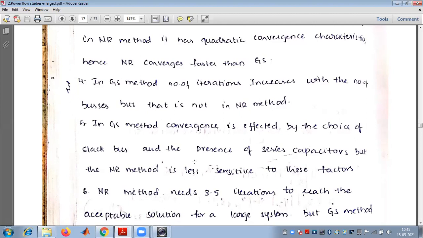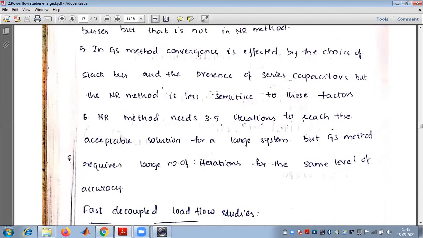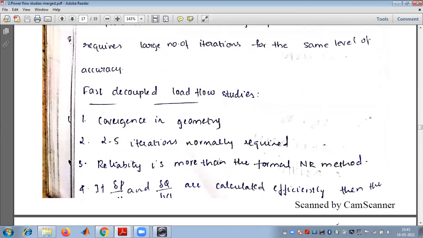Now the sixth one, the last one, is the NR method needs 3 to 5 iterations to reach an acceptable solution for a large system, but the GS method requires a large number of iterations for the same level of accuracy. As we are talking about accuracy, the Newton-Raphson method may take 3 to 5 iterations, but as far as the Gauss-Seidel method is considered, you require 20 to 25 iterations for computing that particular solution. Now, these are the important 4 points that are included in the fast decoupled load flow study.